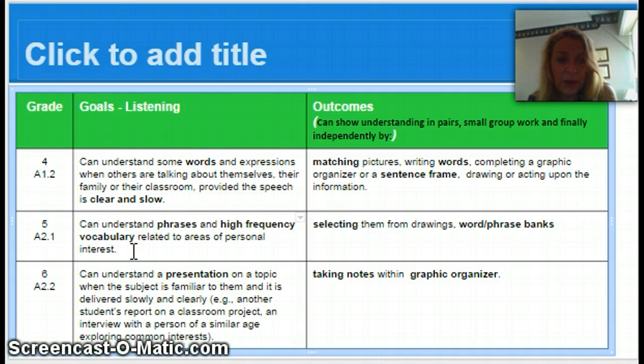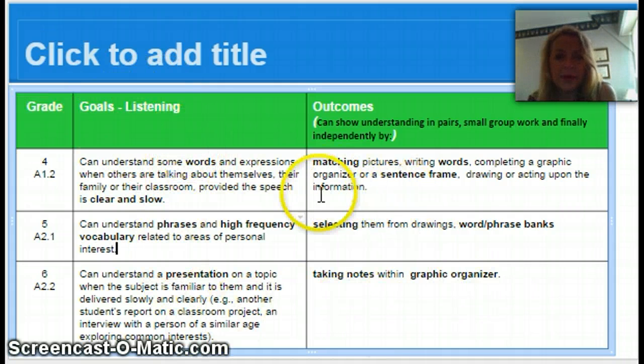The student should be able to understand phrases and high frequency vocabulary related to areas of personal interest. And they can show their understanding by selecting words from drawings, or matching words to drawings, and using word or phrase banks to be able to label drawings. And then in sixth grade, the students should be able to understand a presentation on a topic when the subject is familiar to them and it is delivered slowly and clearly. And they can show their understanding by taking notes within a graphic organizer. Again, this would be within the listening skill.